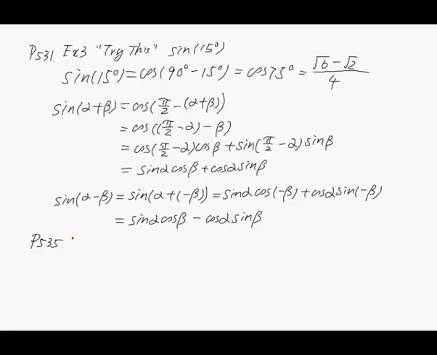535, problem 38. And we try to find the exact value of the sine of 5 pi over 12. And we try to split this 5 pi over 12 as the sum of two angles for which we know the exact value of the sine and cosine.